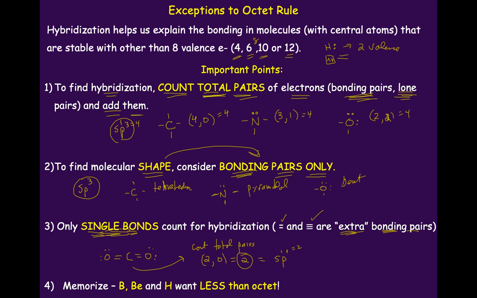And last but not least, memorize boron, beryllium, and hydrogen. They always want less than an octet. Hydrogen only wants 2. Beryllium only wants 2 pairs, for 4, and boron will always have 3 pairs, and that's it. So these will always look like this: 2, 4, and 6 total electrons. Really important. Again, I know there's a lot here. We'll have to practice as we go.